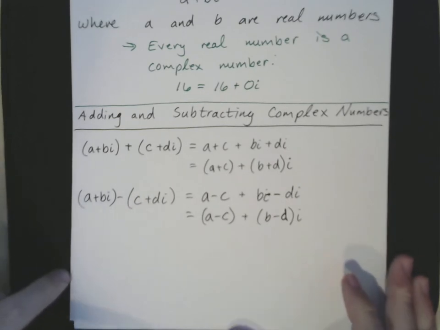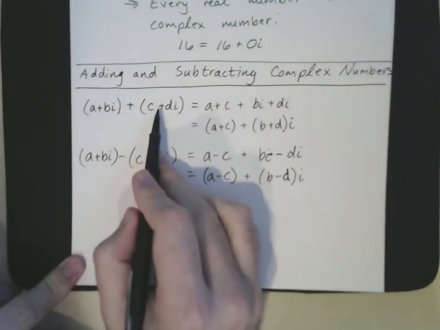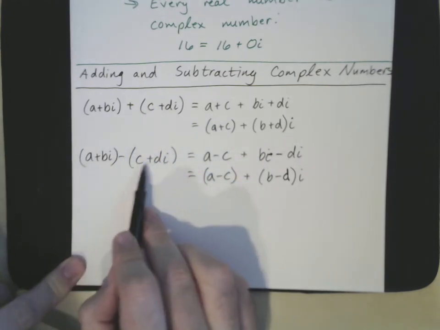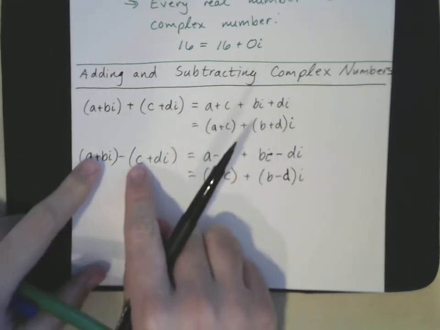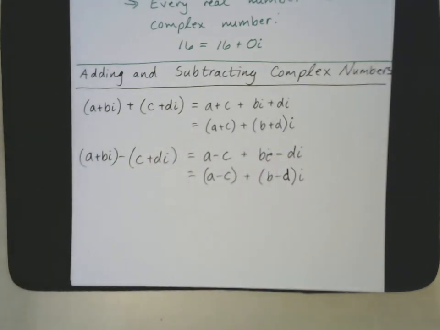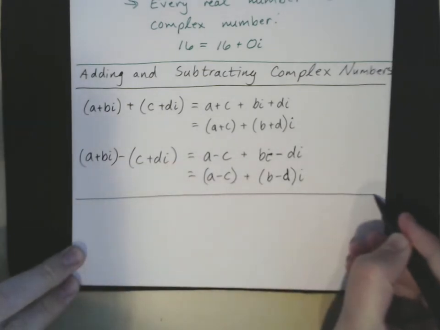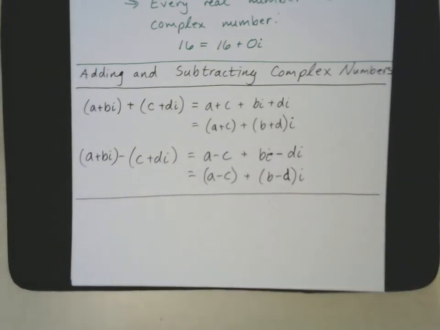And so we're just adding or subtracting the corresponding parts. This and this sit in the same place, this and this sit in the same place. So you add the a and the c, or you subtract the a and the c. Same thing with b and d. So let's try this out on a couple examples.